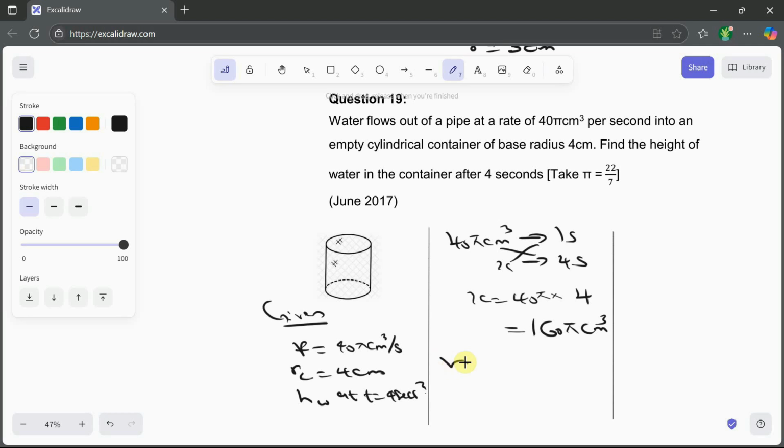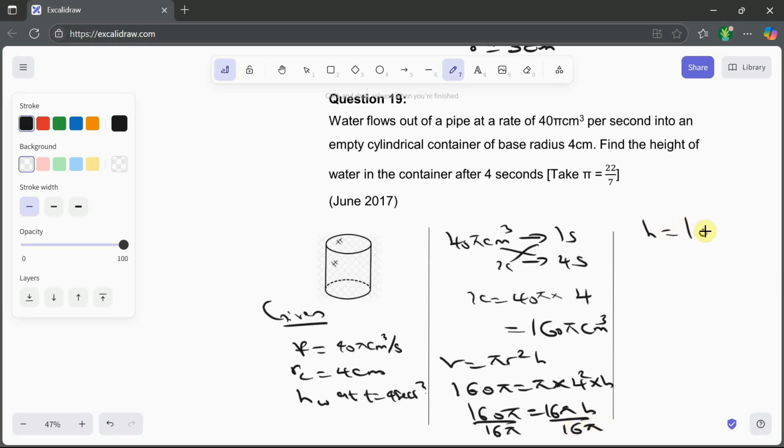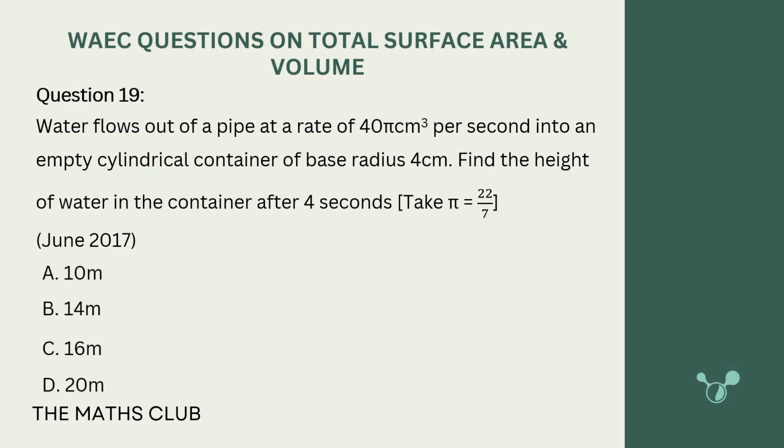We need the formula for volume, which is pi r squared h. We want to know how high the water rose when the volume of water inside was 160 pi centimeters cubed. So 160 pi is equal to pi times the radius of the cylinder, which is given as 4, so times 4 squared, then times h. So 160 pi is equal to 16 pi h. If I divide both sides by 16 pi, you see that our h is equal to 10 centimeters. Simple and short. Let's see if the answer is correct. That will be option A.